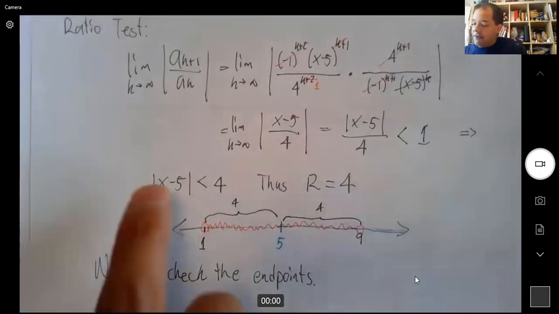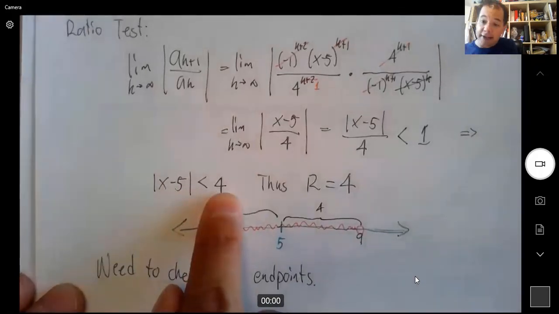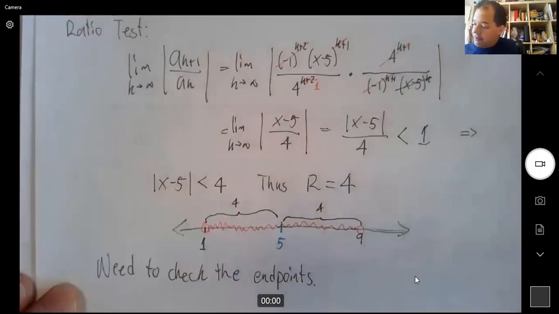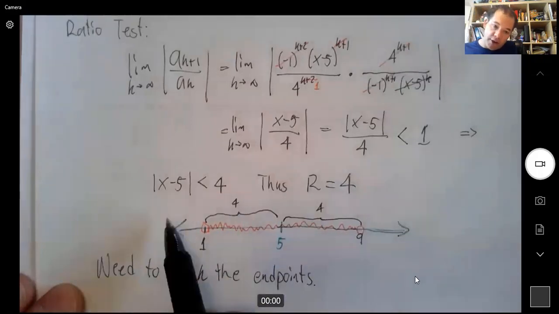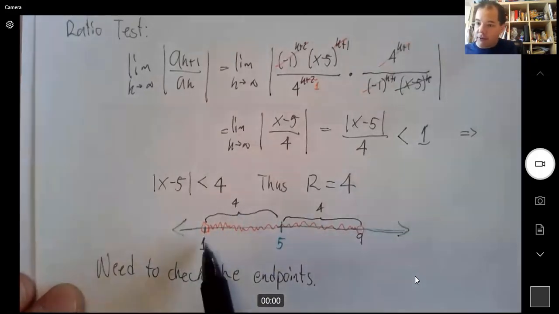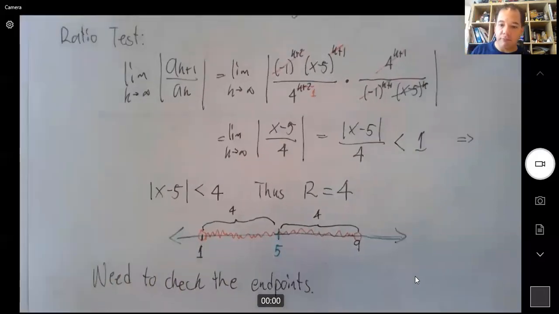So you can read this as these are the x's that are 4 units apart or less from 5. So that's what you do. You start from 5 and you go 4 units this way. That's how you find the right endpoint. And you go 4 units the other way. That's how you find the left endpoint. So from 1 to 9. All right? Is that clear? Yeah. Excellent. Any other questions?